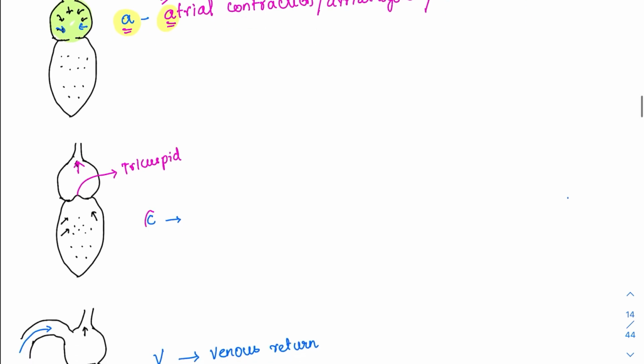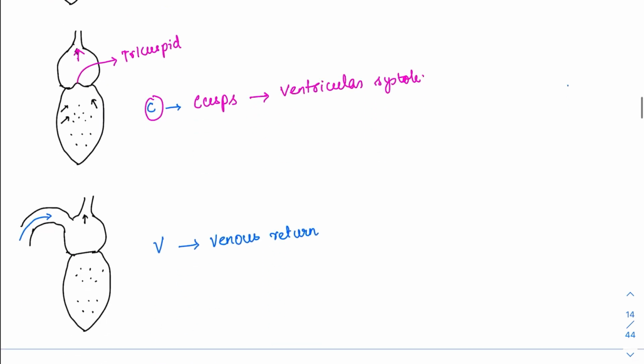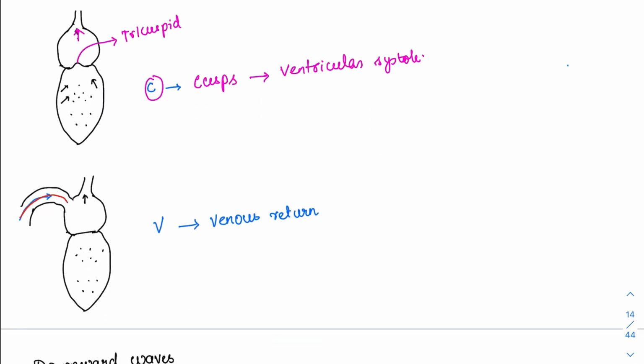So this C, you remember it for cusp. This C is the cusp, and the cusp bulging is due to the tricuspid bulging. What is the event in the ventricle? The ventricle is undergoing systole, ventricular systole. And the third wave, the V wave, is nothing but the venous return. The blood is emptied and the atrium is relaxing. As the venous return is increasing, for the given volume of the ventricle, more blood is coming now, so there can be a slight rise in JVP. That's why we get the venous return wave. So we are done with our upward waves, that is the A, C and V waves.